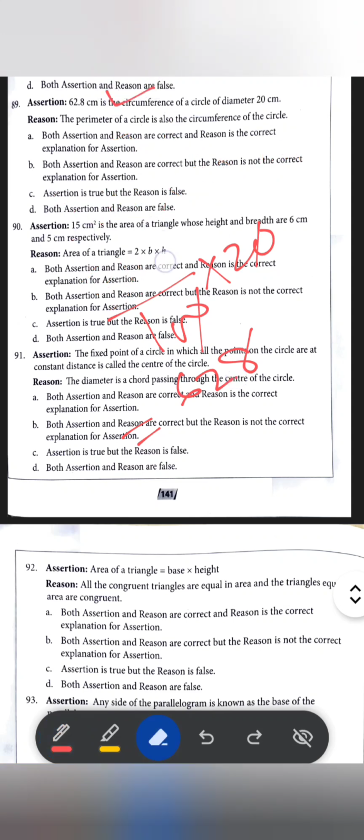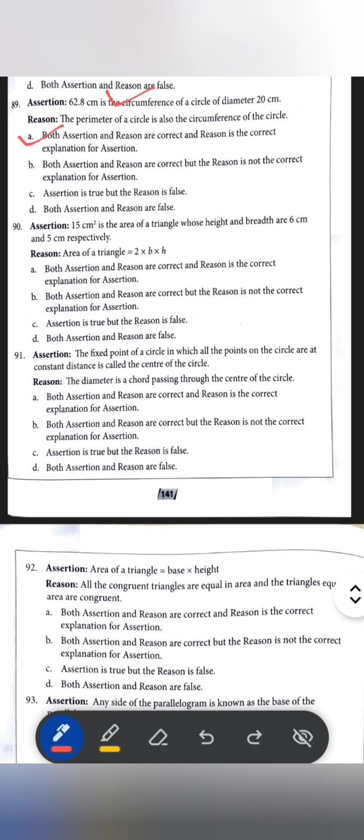The perimeter of a circle is also the circumference of the circle. Yes, that same boundary. Okay, so here both assertion and reason are correct. Now come to the next part.